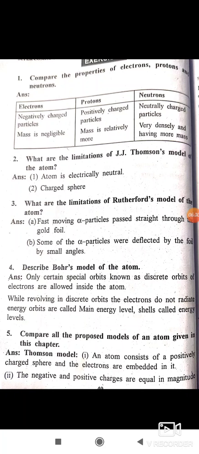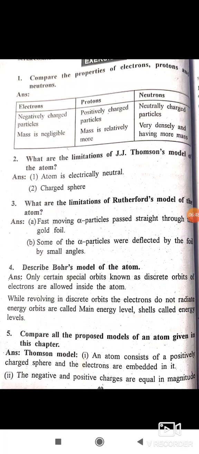In neutrons very densely and having more mass, you have to see that the neutrons. So what are the limitations of J.J. Thomson's model of the atom? So an atom is electrically neutral and charge its sphere.